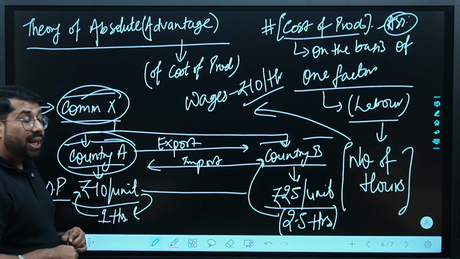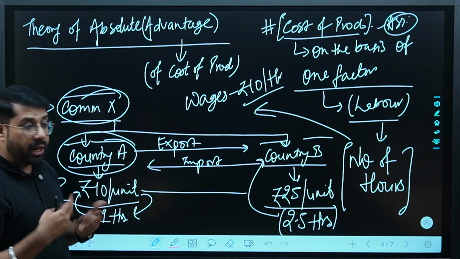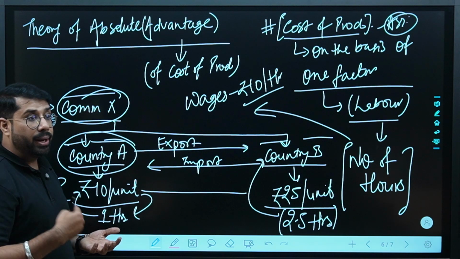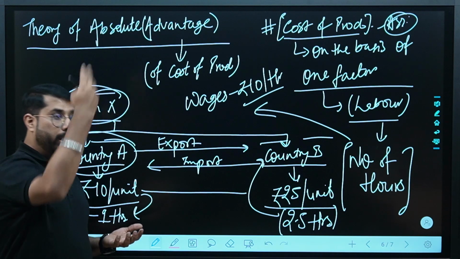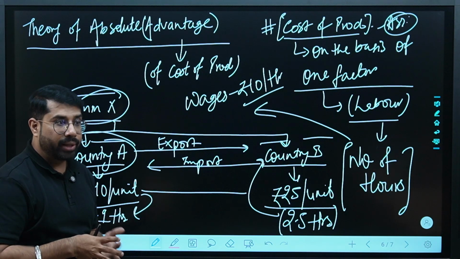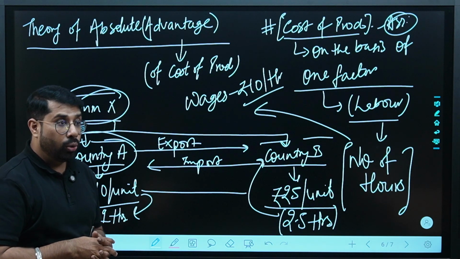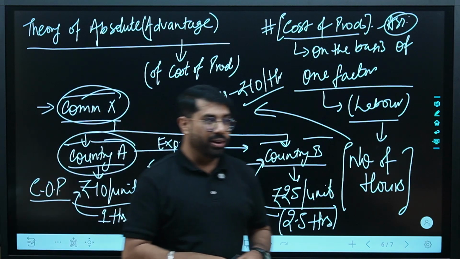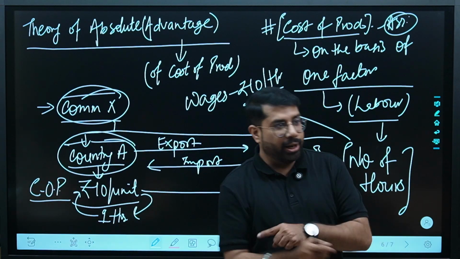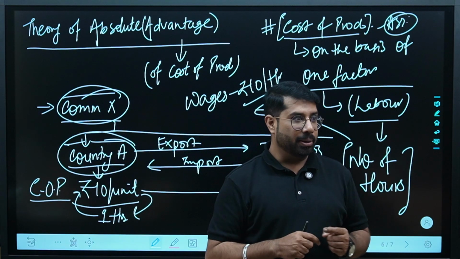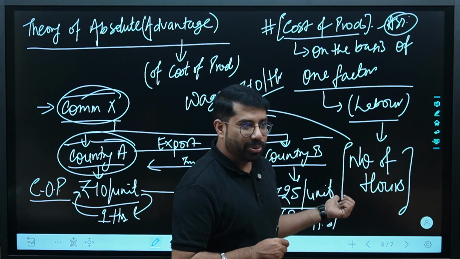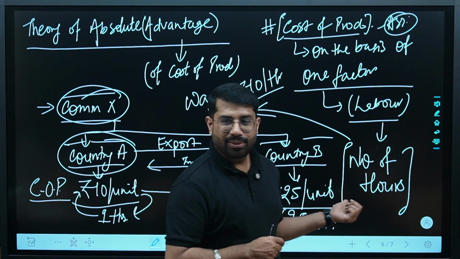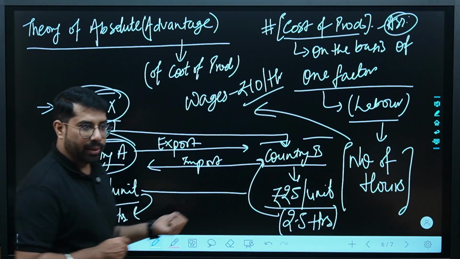Although it is not that laborers are not exported or imported, many people from India go to the US or other countries. Why? Because they know that in India the wages per hour are very less. In the US they will earn in dollars, and converting it into rupees their earning will be very high. Again the cost of production comes in. Yes or no?